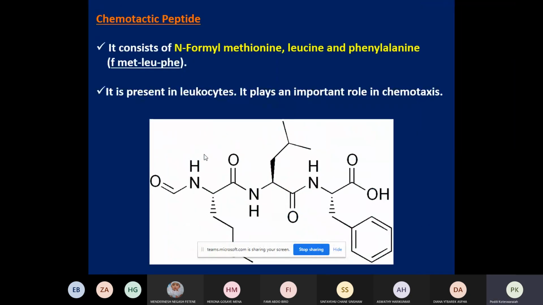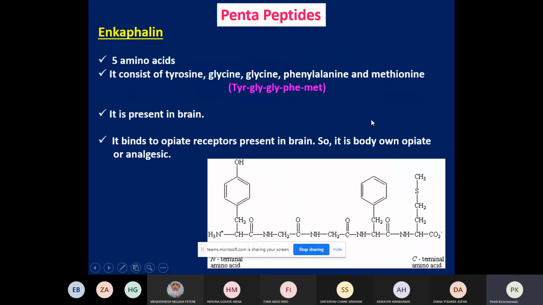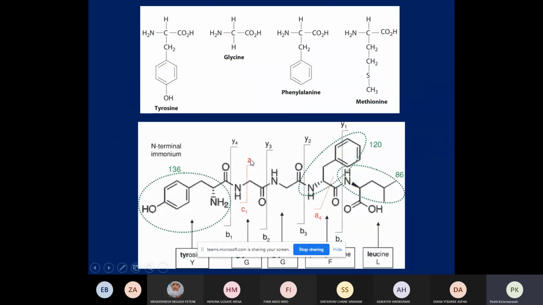And then the chemotactic peptide consists of formyl methionine, leucine, and phenylalanine, and it is present in the leukocyte, and it plays an important role in chemotaxis. And then coming to the enkephalin, it is a pentapeptide. It is composed of tyrosine, glycine, phenylalanine, methionine, and this enkephalin is present in the brain, and it functions as the body's own opiate or analgesic.